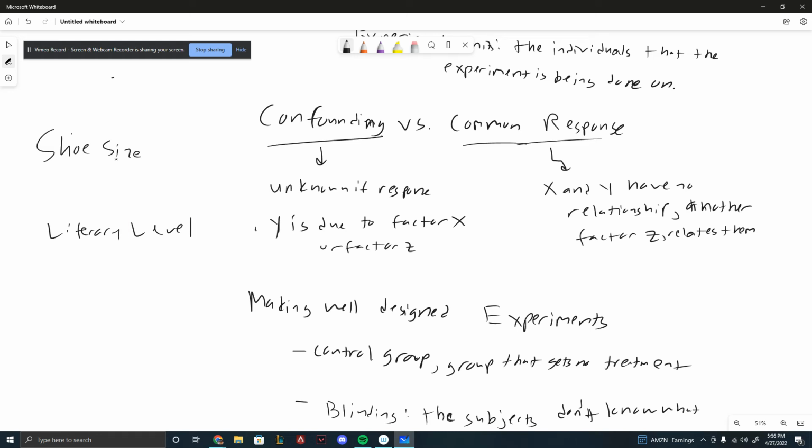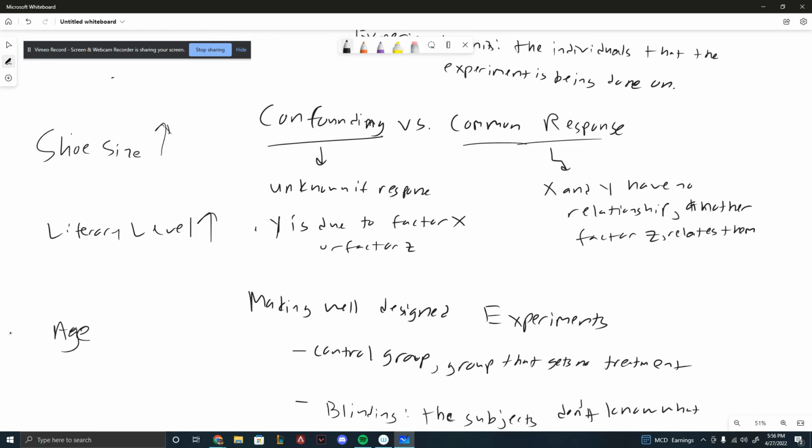Well, let's say it's found that as shoe size goes up, so does literacy level. Do you know what else goes up with shoe size and will increase literacy level? That's usually age. So this is a third factor where shoe size and literacy level most likely have no actual relation between the two, but it's age that is impacting these.